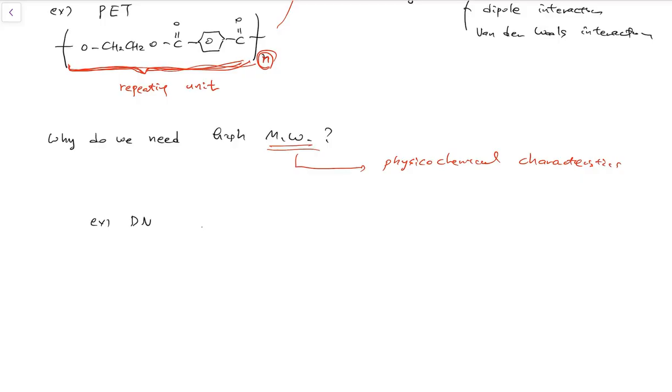For example, let's recall the structure of DNA or RNA. Their repeating units are the bases, adenine, guanine, thymine, something like that. But there is no specific repeating order in this DNA or RNA structure. So although DNA or RNA have very large molecular weight, we cannot really say that these are polymers.